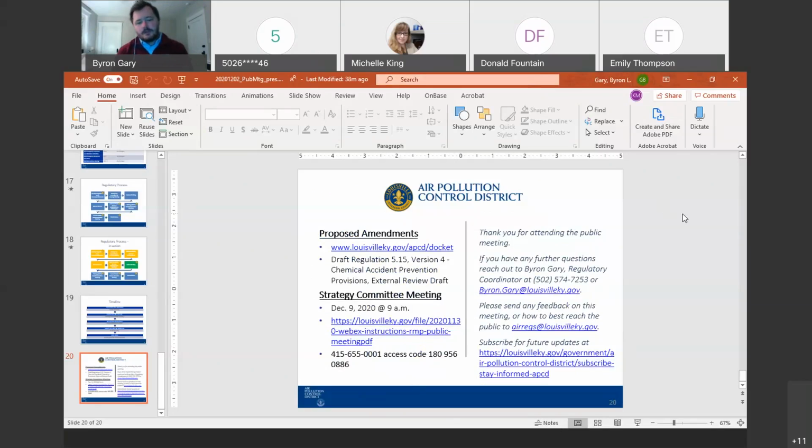So there are a number of things that prompted the need. This is one that we had been looking at prior to even the RMP amendments in January 2017. The last amendments to Regulation 515 were from, I believe, 2003, and there have been some more minor changes since then. So this is one we needed to update anyway.